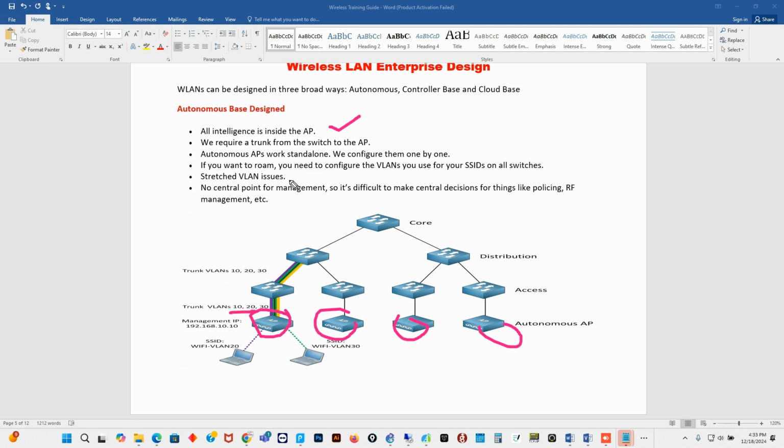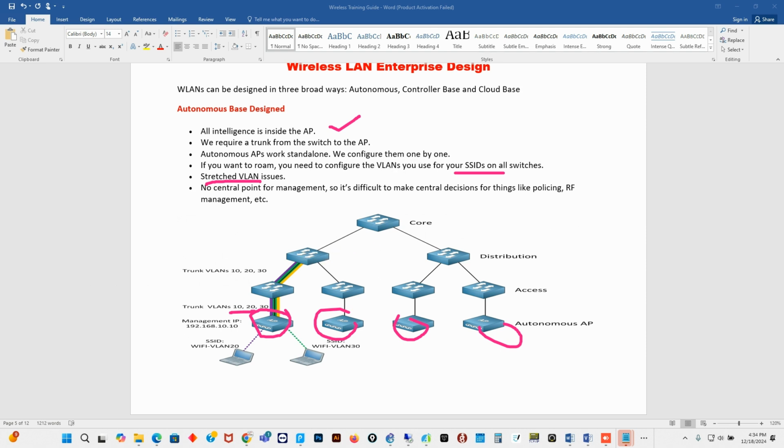And then if you want to roam, you need to configure the VLAN you want to use on all SSIDs, as I have explained already. And that stretches the VLAN issues. Autonomous APs also work as standalone, and we configure them one by one.